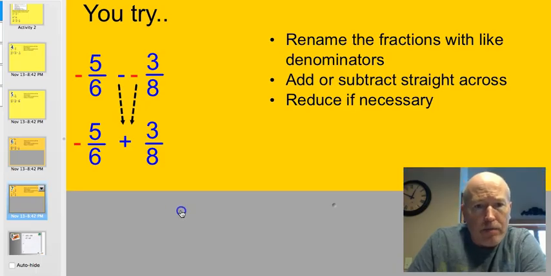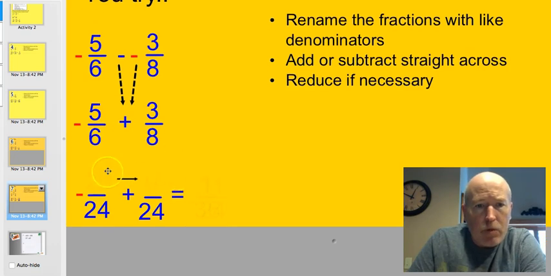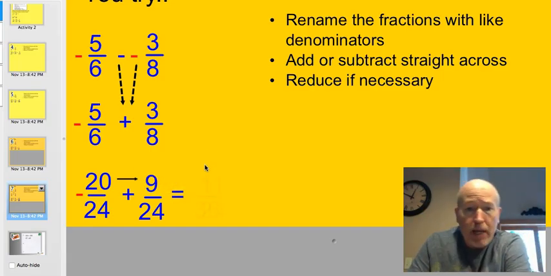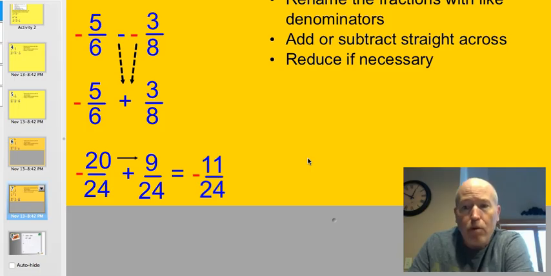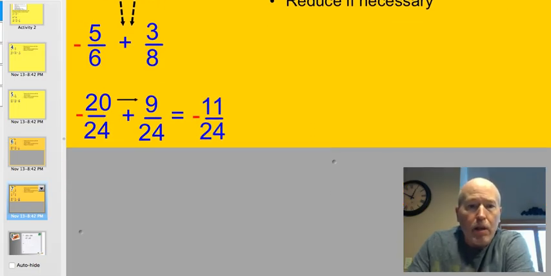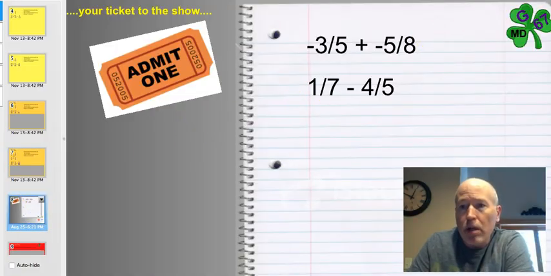All right, so let's see. My common denominator between 6 and 8 is going to be 24, so I renamed negative 5/6 as a negative 20/24. I renamed 3/8 as 9/24. And my answer is a negative 11/24. Hope you did all right on that problem. All right, we will be practicing more of these in class tomorrow. Here is your ticket to the show. Complete those two problems, please.